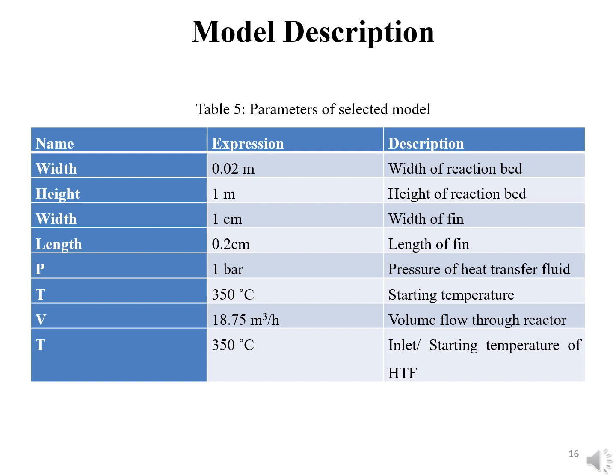So the next slide is about the model description. This table gives us information about all the parameters of our selected model, what width we took and what height and everything. So the width of the reaction bed is 0.02 meter, the height of the reaction bed is 1 meter, the width of fin is 1 centimeter, the length of fin is 0.2 centimeter, the pressure of heat transfer fluid is 1 bar, and the starting temperature is 350 degrees Celsius. The volume flow through the reactor is 18.75 meter cube per hour, and the inlet and the starting temperature of the HTF is 350 degrees Celsius.